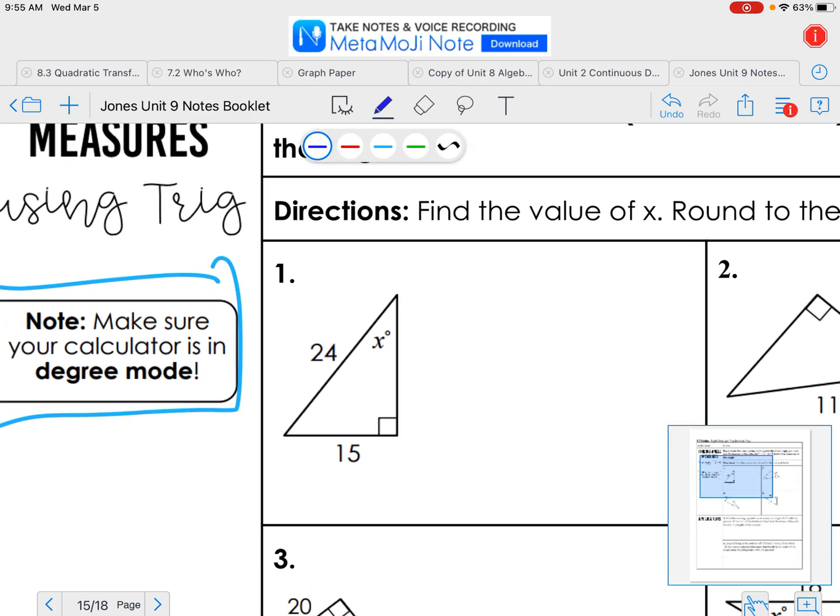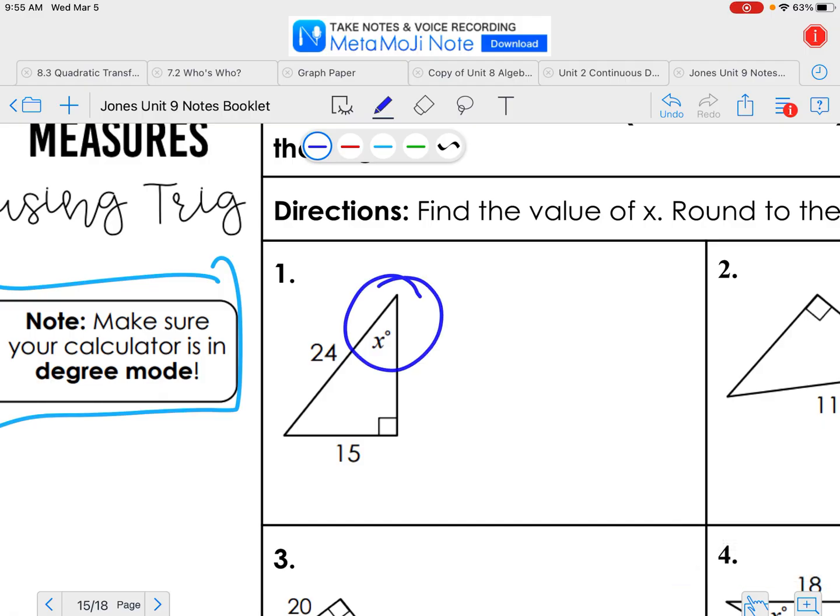Let's first mark the angle we're looking for. We always circle it because that helps us identify our opposite and adjacent. Over here is opposite because it is nowhere near the angle. This is hypotenuse because it's across from the right angle, and we don't care about this one because we don't know anything about it.